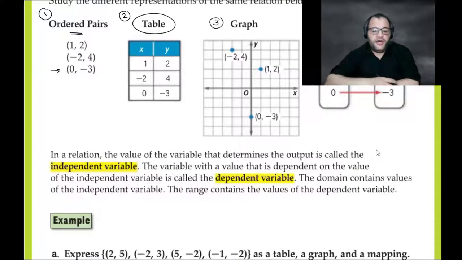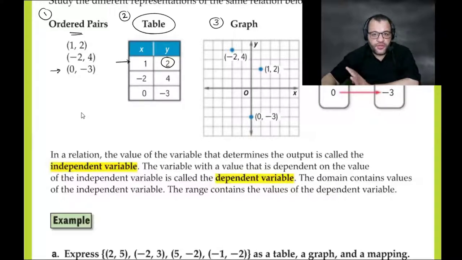For any relation, we have a dependent and an independent variable. Which one is dependent? Y is always dependent on X. So X is the independent variable and Y is the dependent variable, because it depends on X. By changing the value of X, Y will be changed. So Y is dependent on X.